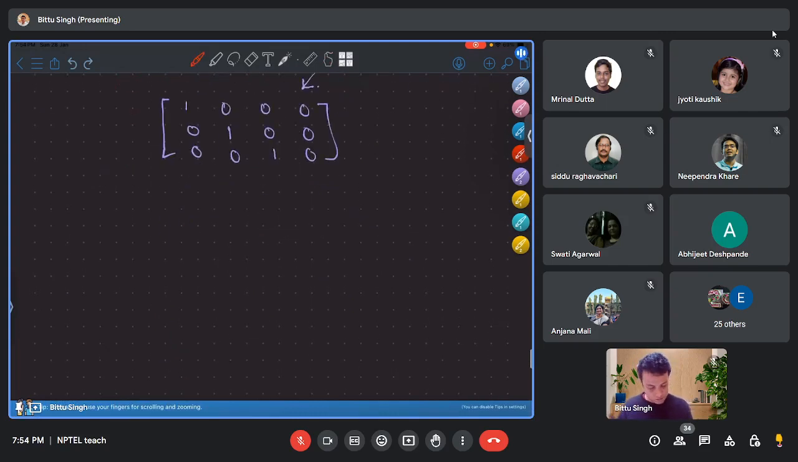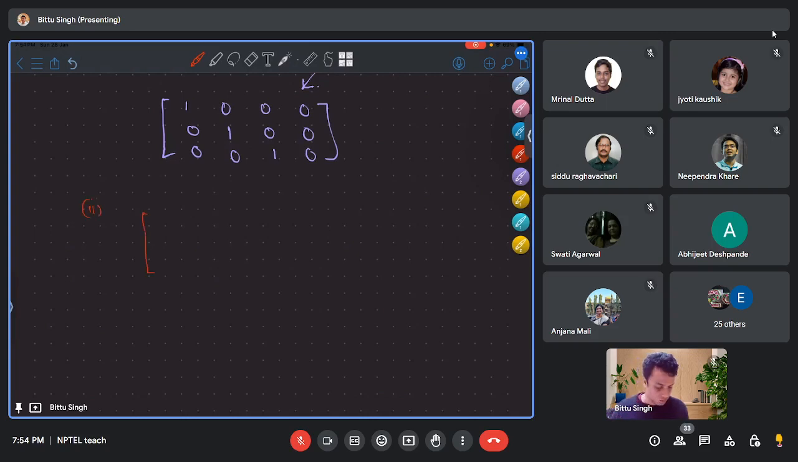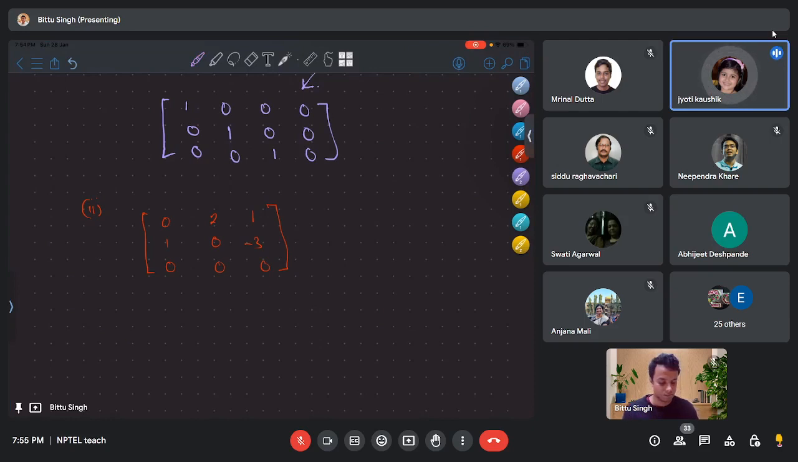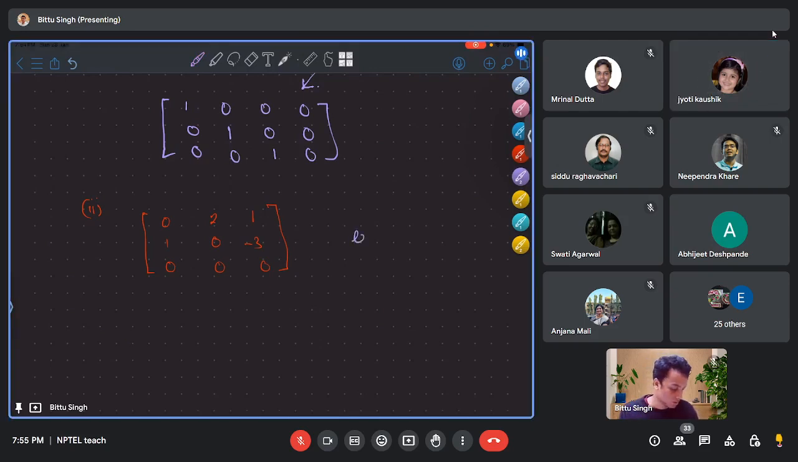So there is another example, which is 0 2 1, 1 0 minus 3, 0 0 0. Now what is the problem? Leading term in the first row must be non-zero. Yes, leading terms should be 1. Here it is 2.